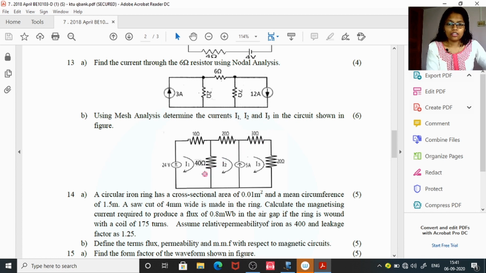Okay, so you can see here that one voltage source is there and 3 loops are there. Also you can see one current source in between 2 loops. So here comes the topic super mesh. So let us try doing this problem.